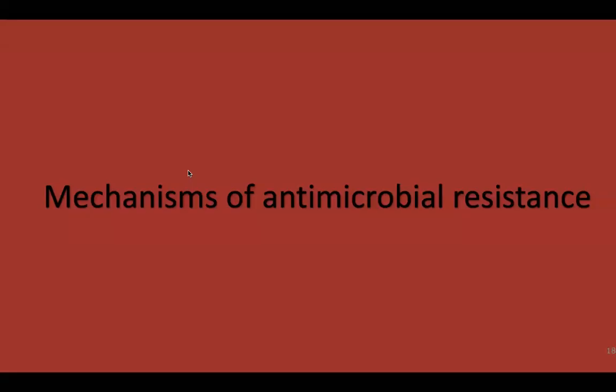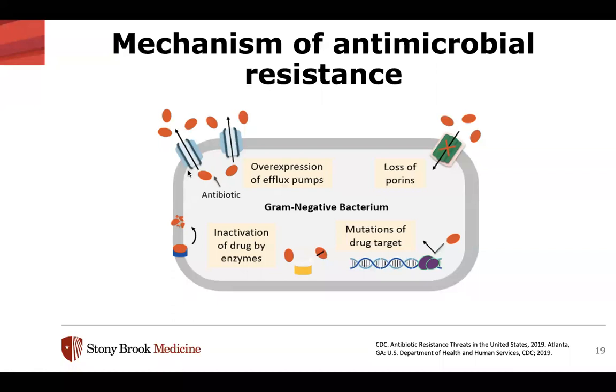So now we have a good background on antimicrobials and antibiotic resistance, I'm going to talk about different mechanisms of antimicrobial resistance on a pathophysiology level. The mechanisms are overexpression of efflux pumps, loss of porins, inactivation of drugs by enzymes, and mutations of different drug targets. These are the 4 different ways that we learn in school. I'm going to dive into each of them, what they mean, and how the antibiotic is able to use a certain mechanism to have antibiotic resistance.